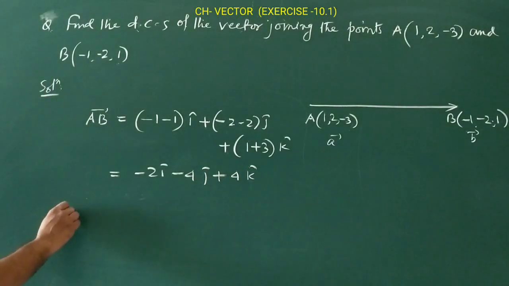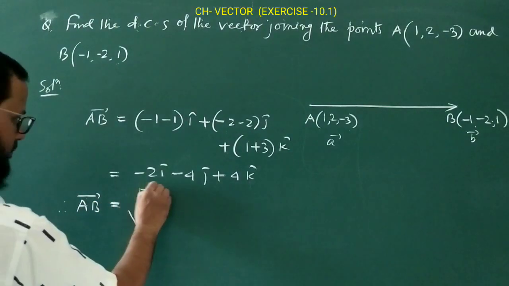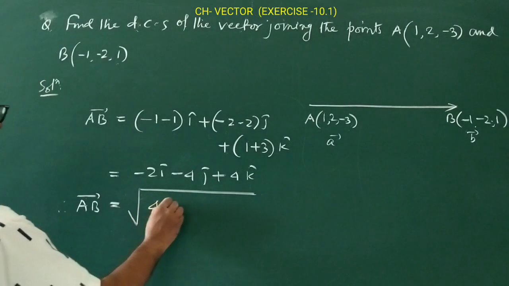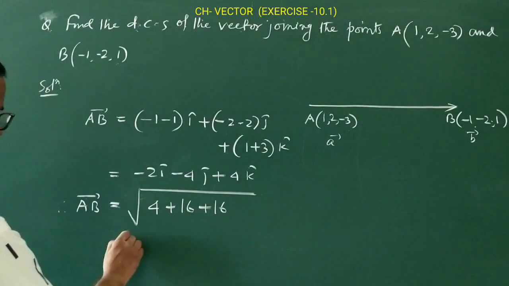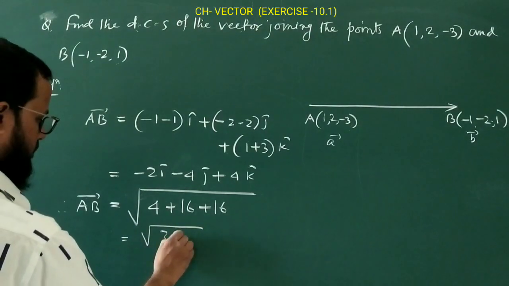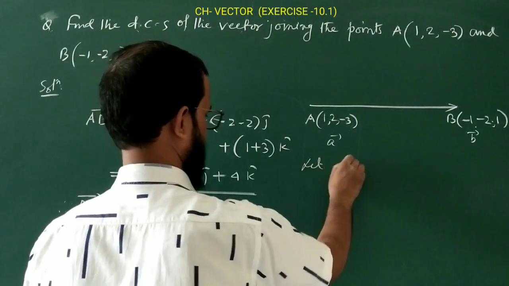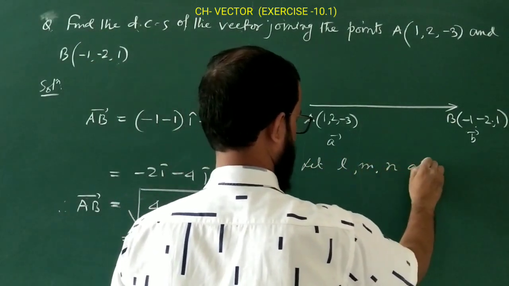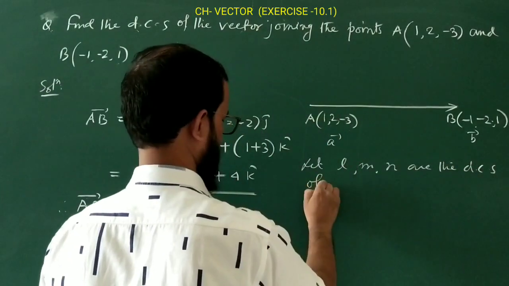मैग्नीट्यूड निकालो. AB vector का मैग्नीट्यूड क्या है, this is what, root over 4 plus 16 plus 16. ओके, फाइनली कितना होगा, 36, इक्वल टू व्हाट, 6. This is AB vector magnitude. Now direction cosines निकालो. Let l, m, n be the direction cosines of AB vector.